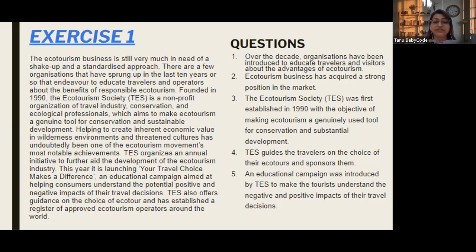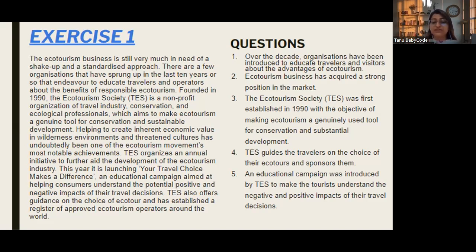Okay, read the end of the paragraph. TESS also offers guidance on the choice of eco tools and has established a register of approved ecotourism operators around the world. Now, see here, they do talk about providing guidance on the choice of their eco tours, right? They guide them, but sponsor is missing here.